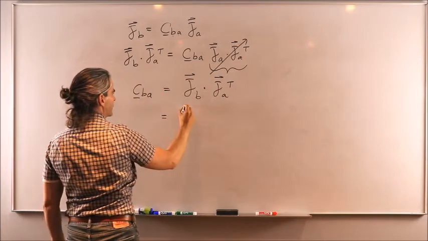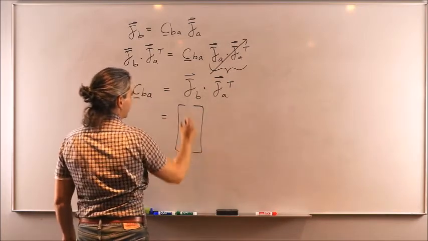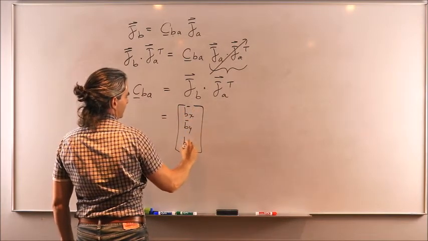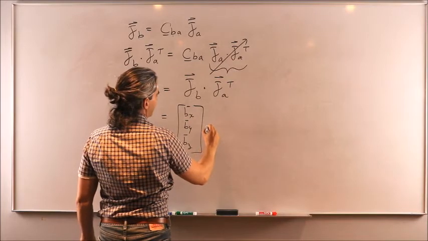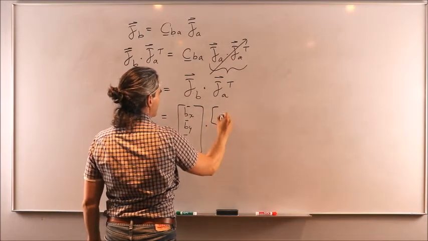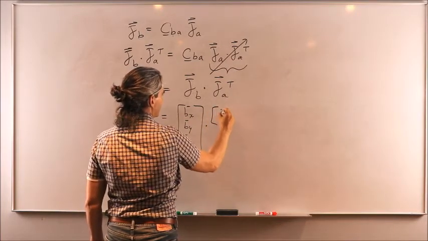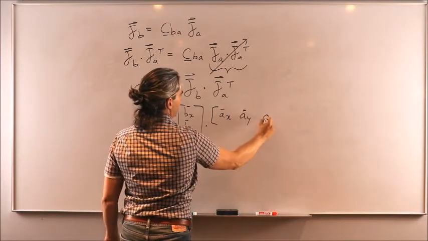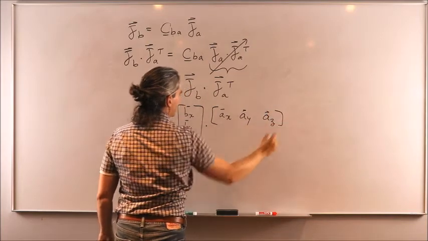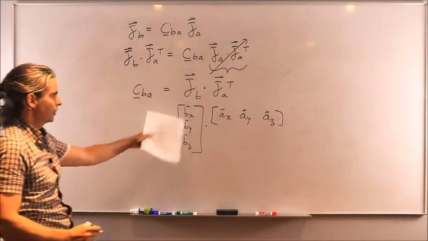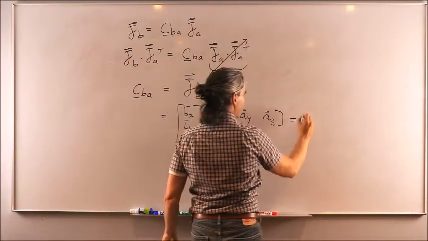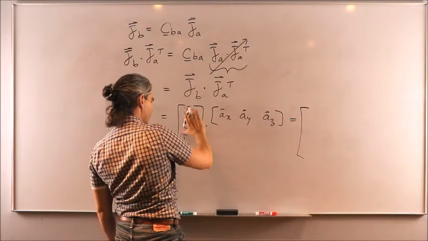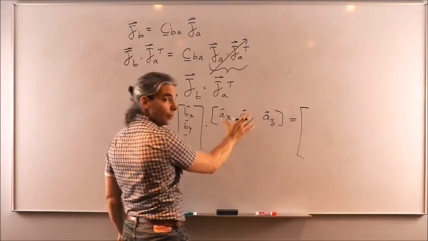And if you were to expand that, here we're going to get bx, by, bz dot product transpose of vectors A, which is ax, ay, az. 3 by 1, 1 by 3. Surprise, surprise, you get a 3 by 3 filled with dot products between the unit vectors of reference frame B and the unit vectors of reference frame A.